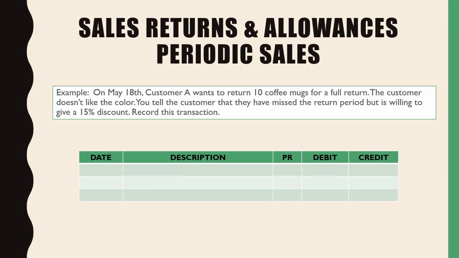Sales returns and allowances. Yes, this one's going to be an example of an allowance. Now, how much are you actually going to be returning? $42.50. How did you get that number?